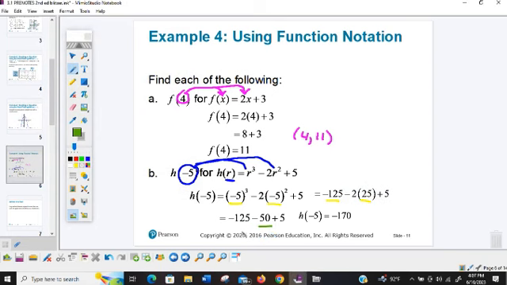Okay. Now we have addition, subtraction. We just go from left to right. Negative 125 minus 50, and then we add 5 to that. So our answer is going to be negative 170. So in other words, on the graph, when x is negative 5, y is negative 170.